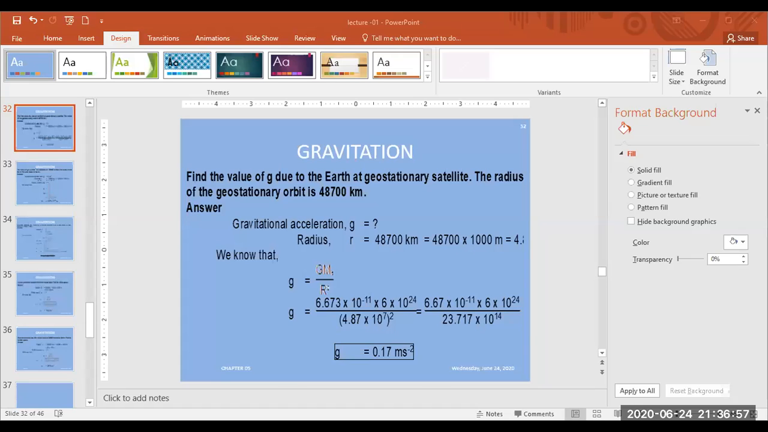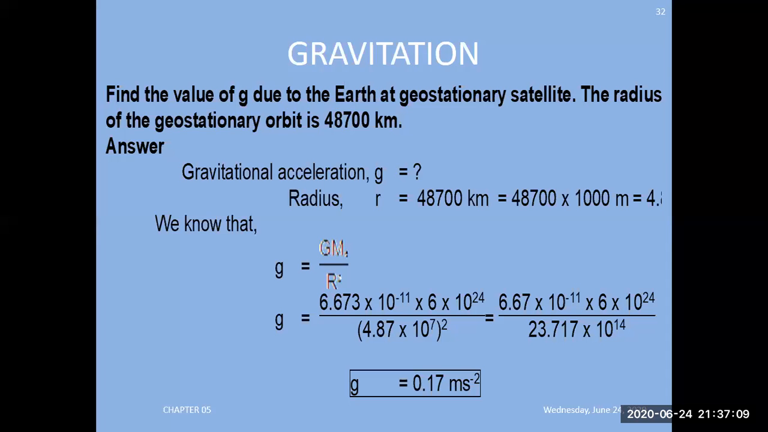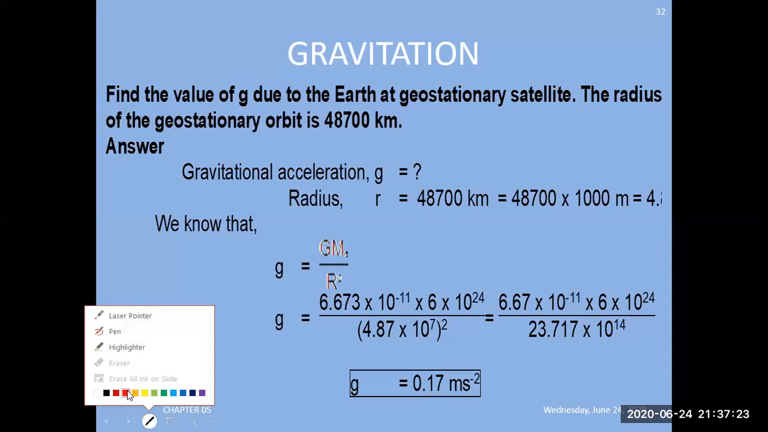We have started numericals, the problems related to gravitation. In the previous numericals, we applied the techniques of Newton's law of gravitation to calculate some of the problems which were asked. Now, in this problem, find the value of g due to Earth at a geostationary satellite. The radius of the geostationary satellite is given, and you are asked to calculate the value of g.